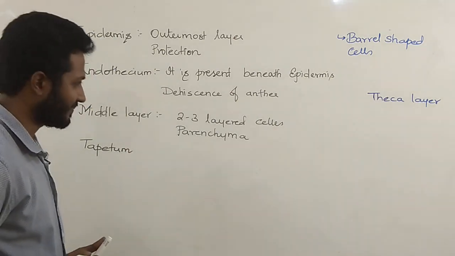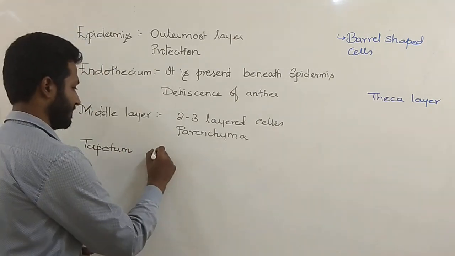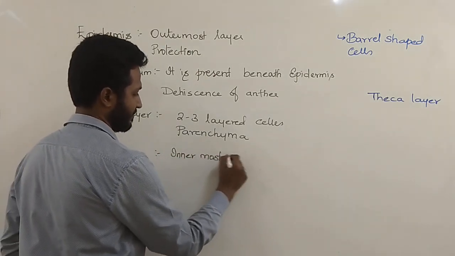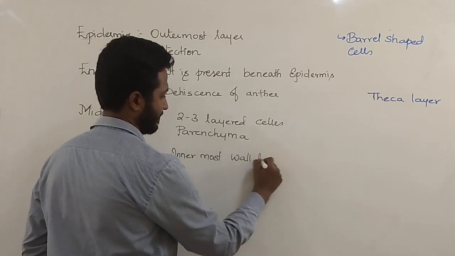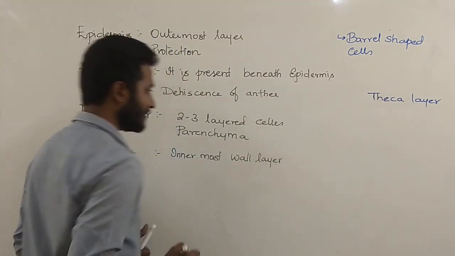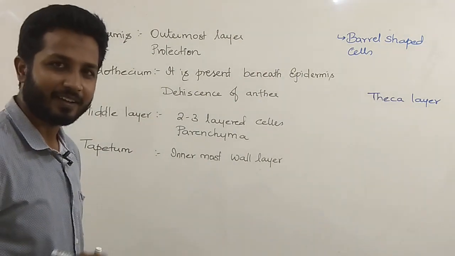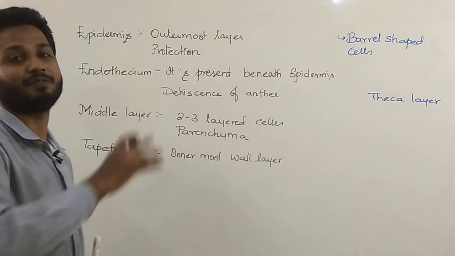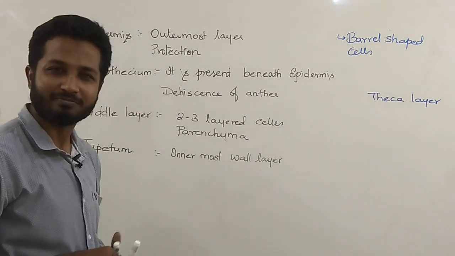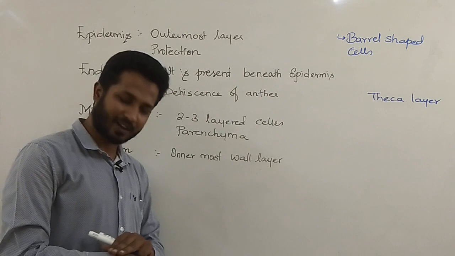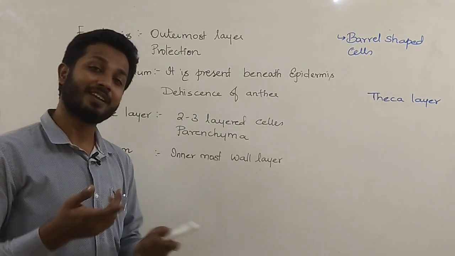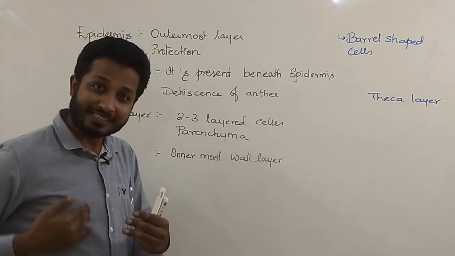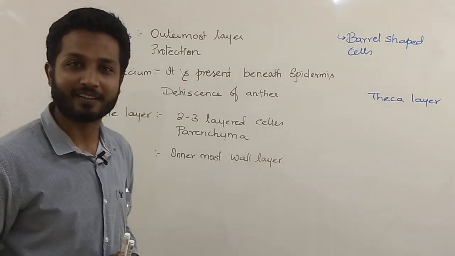What is tapetum? It is the innermost wall layer. This innermost wall layer looks very simple but performs maximum functions. Like, there are two linings even in our body. One is the outer lining, the epidermis. The second one is the inner lining, which is there from inside. From inside we all are hollow. So the inside lining is also very important.